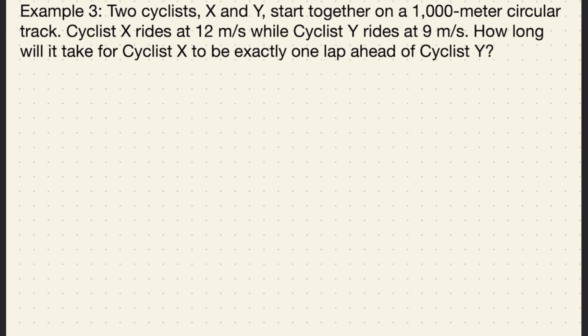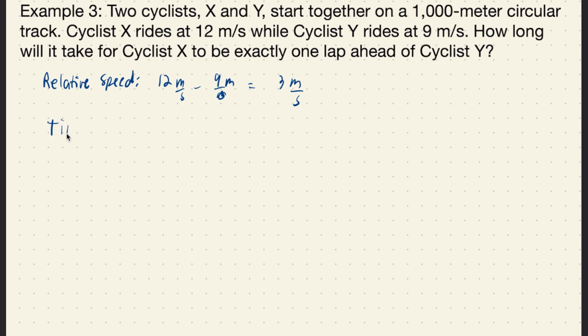So since they are moving in the same direction, we can get the relative speed, which is faster minus slower. So 12 meters per second minus 9 meters per second. So that is 3 meters per second. That also tells us that every second their distance increases by 3 meters. Okay?